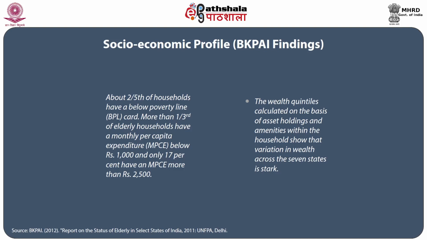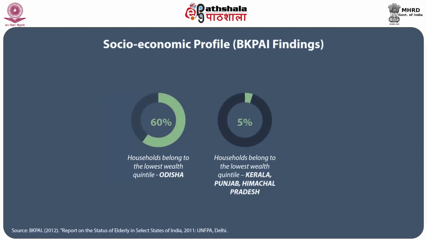The wealth quintile, calculated on the basis of asset holding and amenities within the household, shows that the variation in wealth across the 7 states is stark. For instance, in Odisha, 60% of households belong to the lowest wealth quintile, while it is just 5% in states like Kerala, Punjab and Himachal Pradesh.